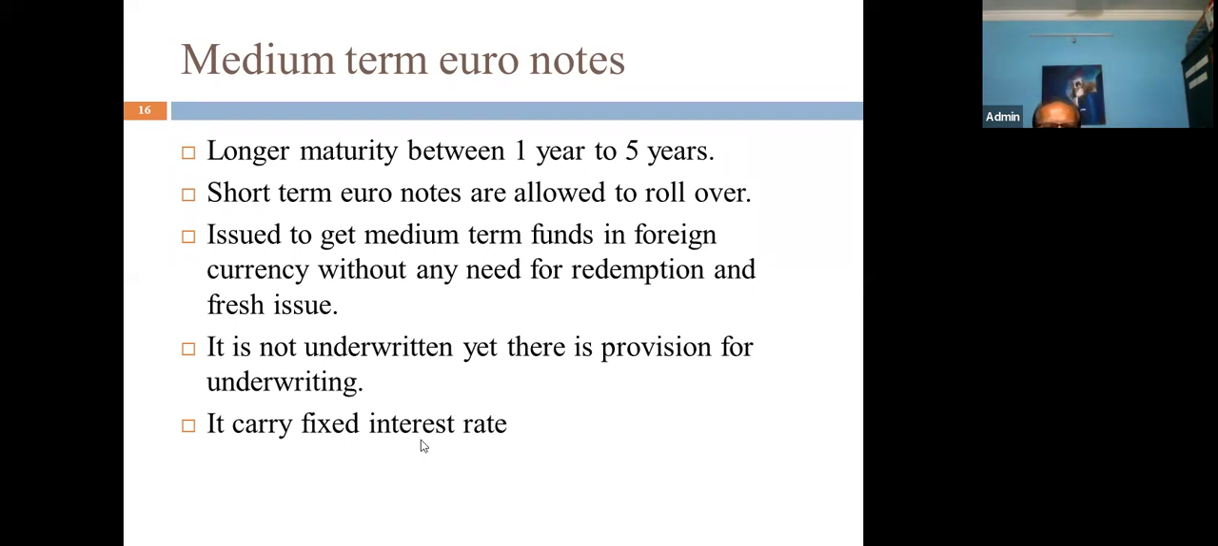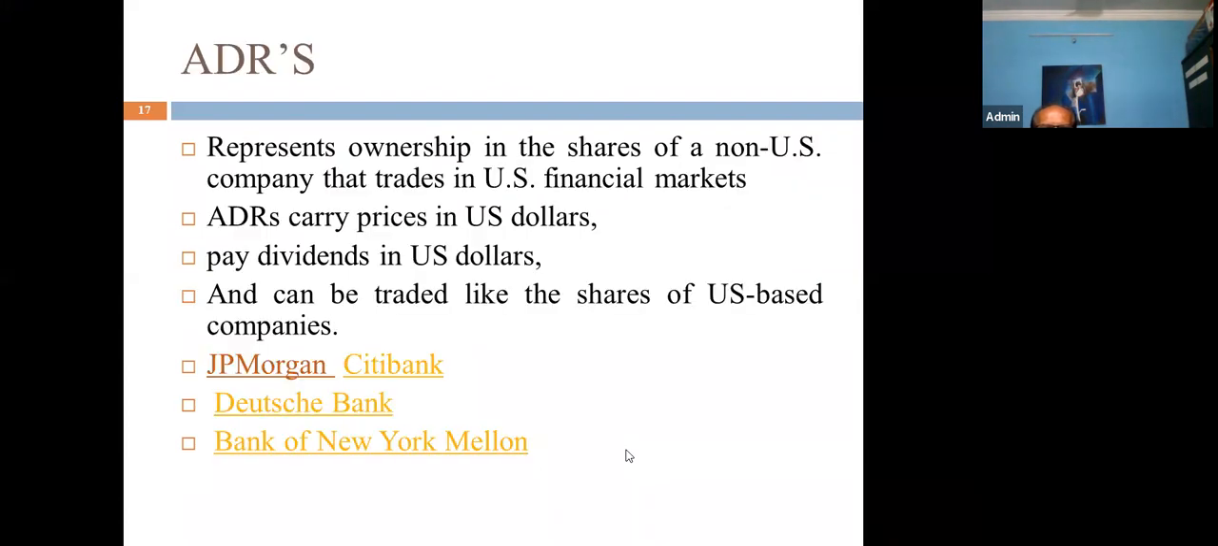What is the benefit they will be receiving? They do not have to worry about this. The interest rate is fixed, so from day one you know how much amount you will receive.